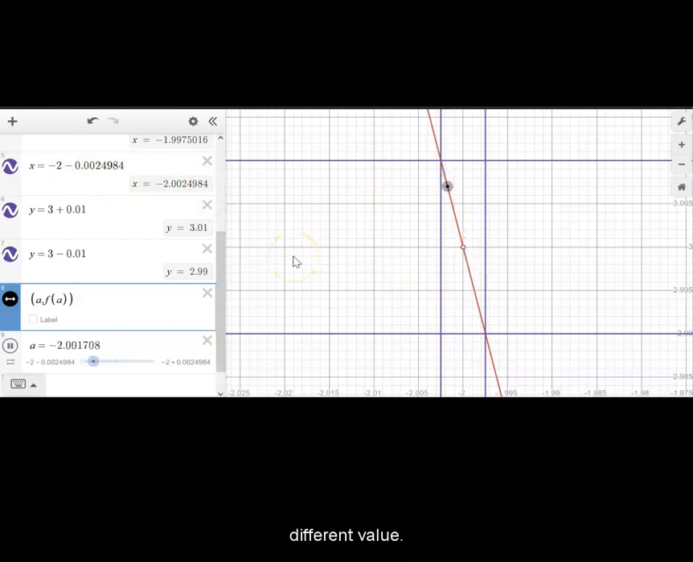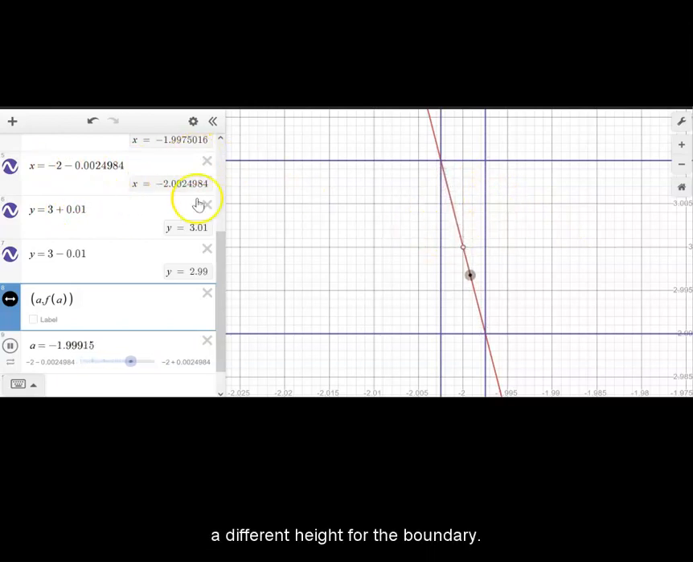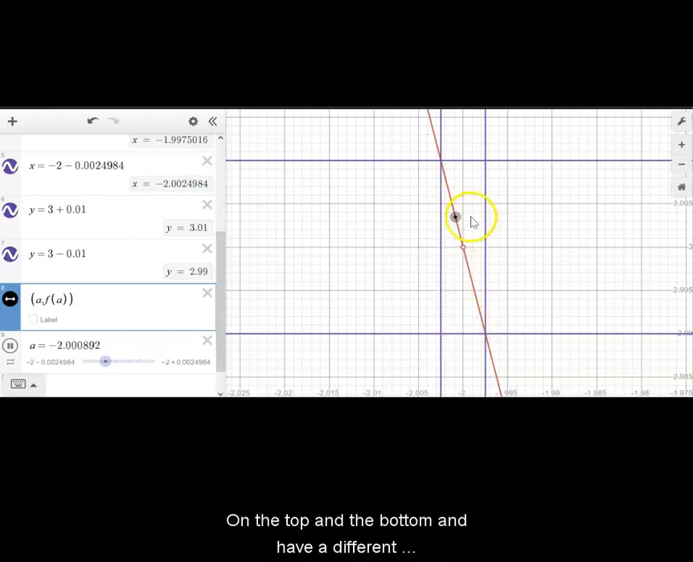Now, if I chose a different value for this, I would have to have a different boundary for this box on the left and right sides. Right? So if I chose a different height for the boundary on the top and the bottom, I'd have a different length on the boundary box, and I have to recalculate that over and over again.